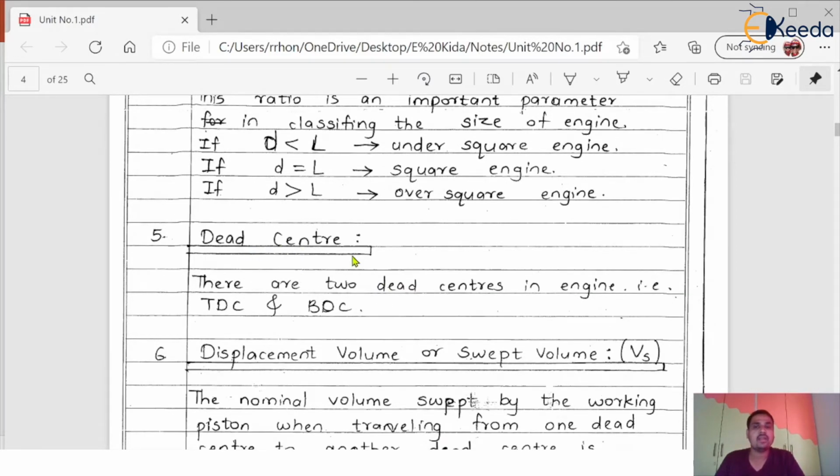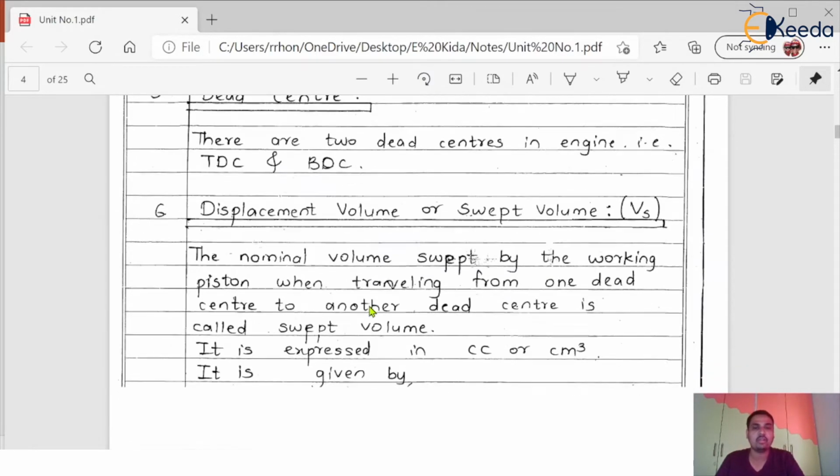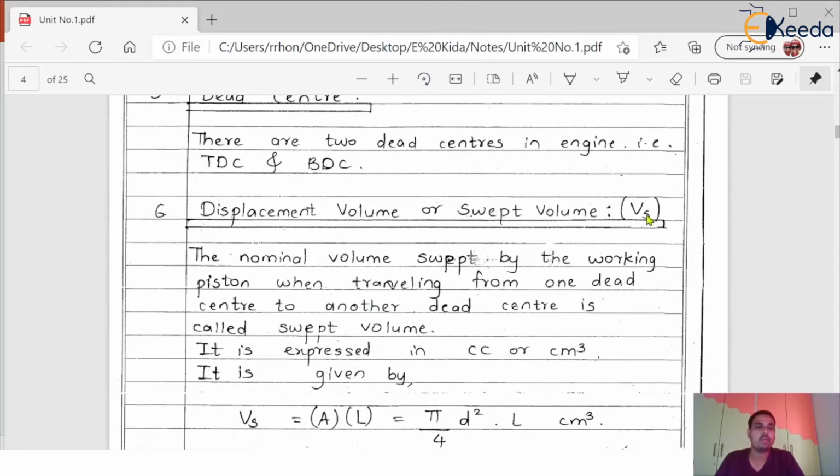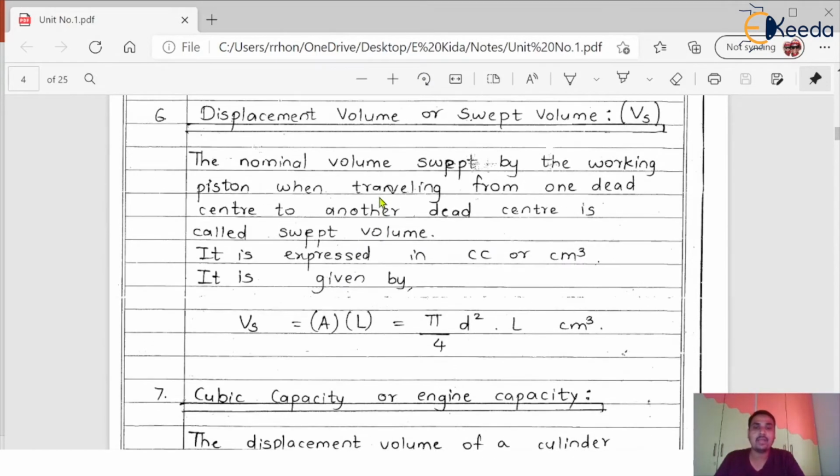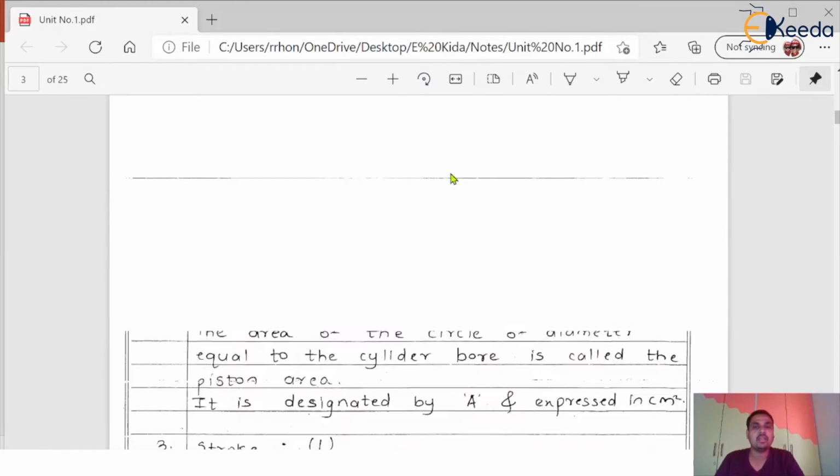Similarly, dead center, we just discussed TDC and BDC, and we had the definition also. So displacement or swept volume, this is about V suffix S, which we discussed. It is always expressed in centimeter cube. If we want to write it in a mathematical way, then we can write the swept volume. See, the general definition of volume is what? Volume is nothing but area into length. So A into L, here we can write the area. This is a cylindrical portion.